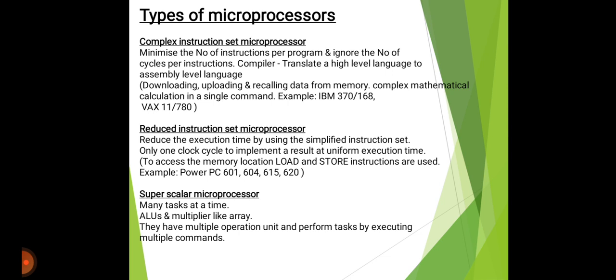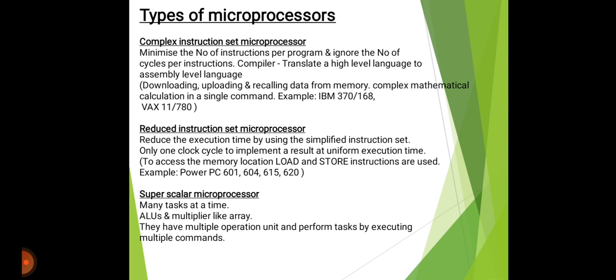Now the next point is the types of microprocessors. There are 3 types of microprocessor. First one is the complex instruction set microprocessor, second is the reduced instruction set microprocessor, and third one is the superscalar microprocessor. Now we will see them one by one. First one is the complex instruction set microprocessor.